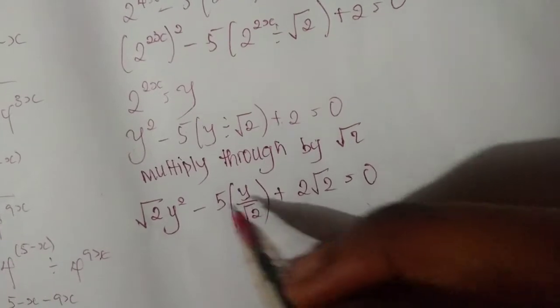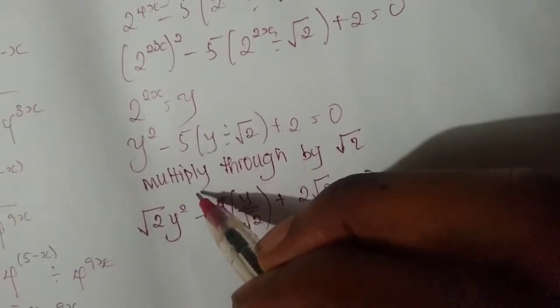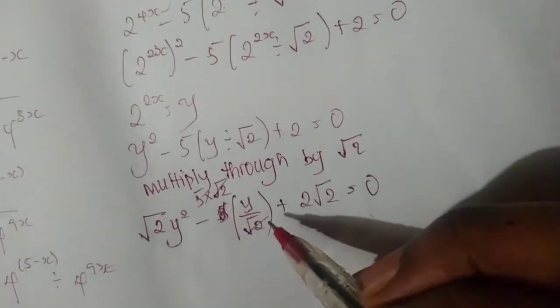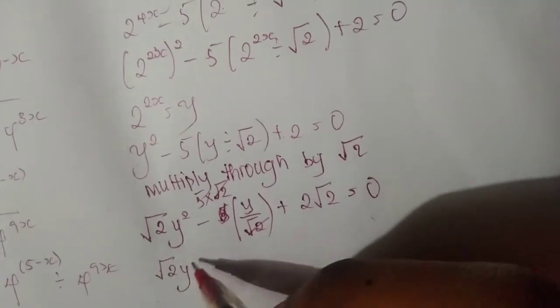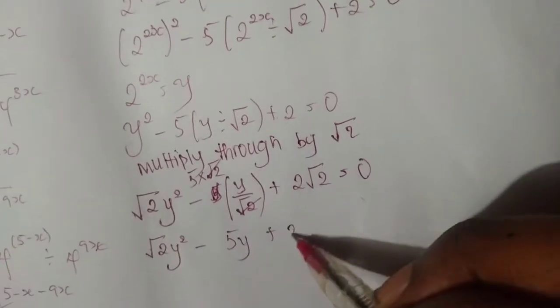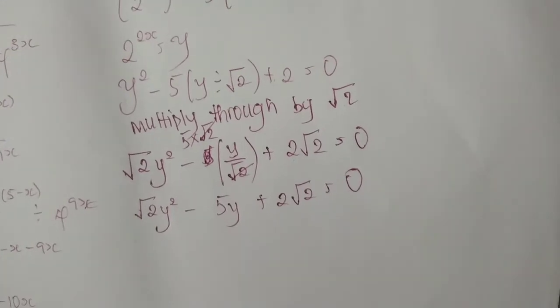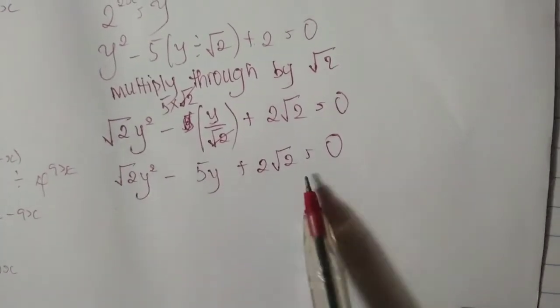Okay, I forgot to multiply this 5 by root 2. This root 2 can cancel this root 2, giving us root 2 y squared minus 5y plus 2 root 2 is equal to 0. So now this is a quadratic equation. We have the coefficient of y squared, the coefficient of y, and a constant.